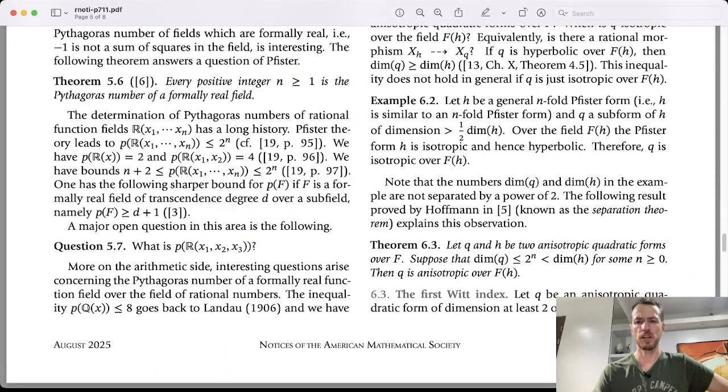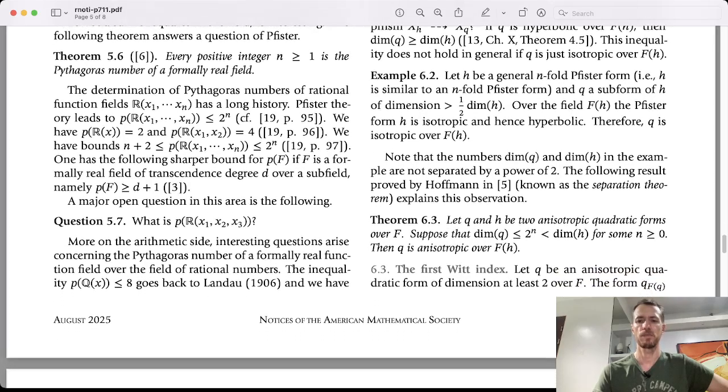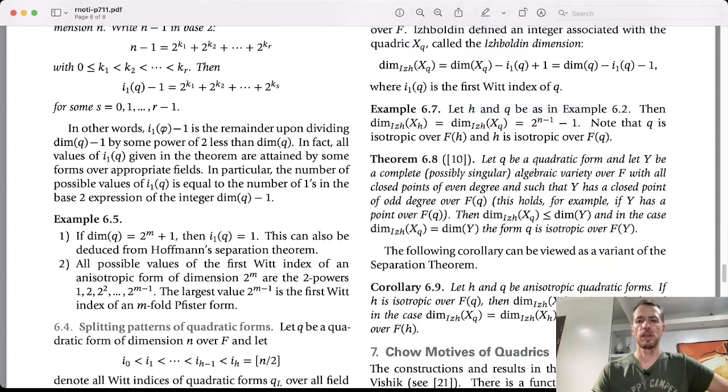So h is a general n-fold Pfister form, i.e. h is similar to an n-fold Pfister form, and q is a subform of h of dimension bigger than 1/2 the dimension of h. Then the Ishbolden dimension of xh equals the Ishbolden dimension of xq equals 2 to the n minus 1 minus 1. Note that q is isotropic over the big F rationally adjoint h, and h is isotropic over big F rationally adjoint q.